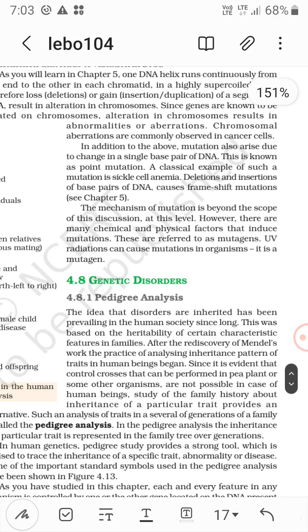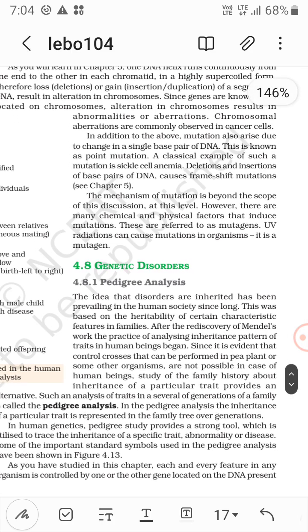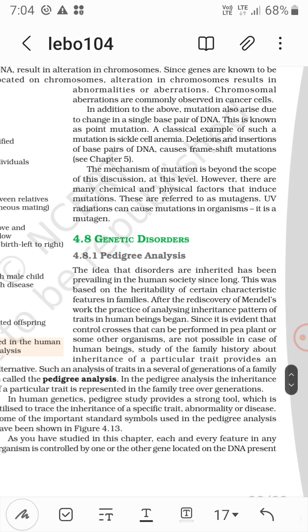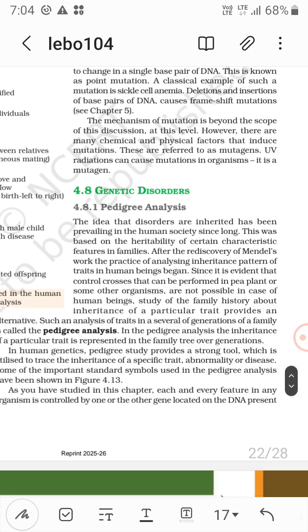The mechanism of mutation is beyond the scope of this discussion. But there are many physical and chemical factors that can induce mutations. These are called mutagens. So UV radiation can cause mutations in organisms.